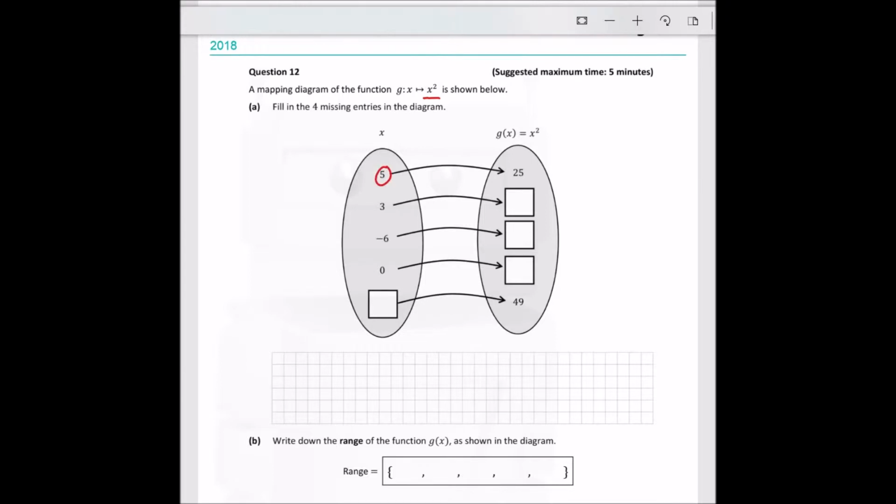Any number we put in as our domain, we square, we get out our range number. So we put in 5, we get out 25. We put in 3 and we should get out 9. We put in minus 6, and minus 6 squared is plus 36, not minus 36. We put in 0, 0 squared is 0. And we put in a number, and when it's squared it's 49. So what number squared is 49? 7.